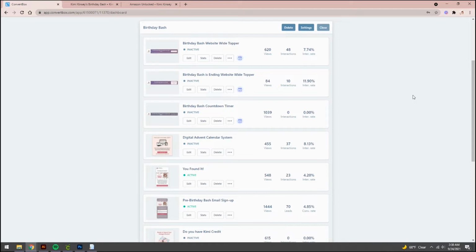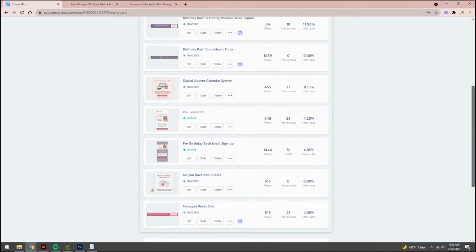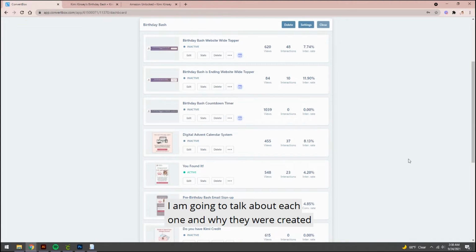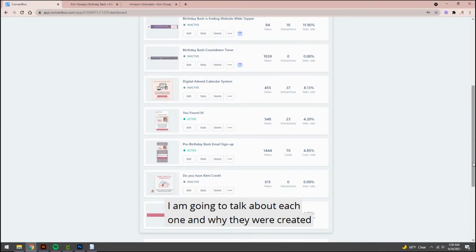So I've actually got a section here called Birthday Bash. This is where all of the pop-ups live that were involved in the bash. I've turned a couple of them back on so that you can actually see them in action on the pages. Otherwise, they're all turned off because the birthday bash is over. I am going to talk about each one and why they were created and what it was about, and hopefully help you get an overall picture of what took place and why things were made the way they were made.